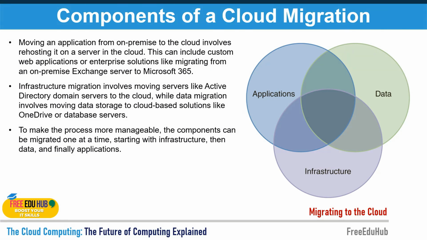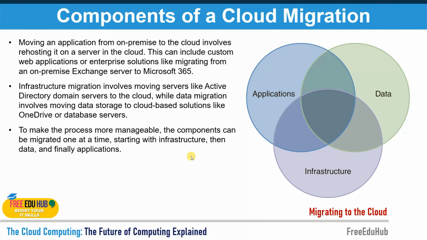completely. Now, moving an application from on-premises to the cloud involves rehosting it on a server in the cloud. That can include custom web applications, enterprise solutions, like migration from on-premises Exchange server to Microsoft 365. Even if you have an instance of SAP installed somewhere, or any kind of databases for an application, etc., it shall be maintained in a way that a copy of it is in the cloud and a copy of it can be maintained on premises as well.